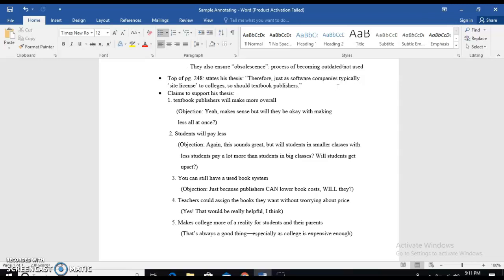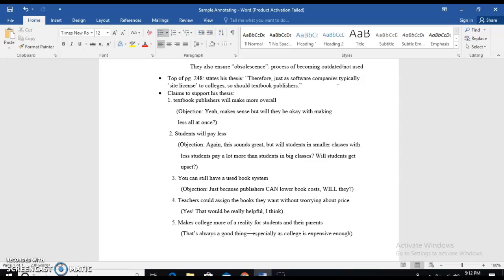Fourth claim that he makes is that teachers could assign the books that they actually want without worrying about the price. And my reaction as an instructor is, yes, that would be really helpful. I don't want to make students buy really expensive books that they can't afford. So with this system, that might help reduce that problem.